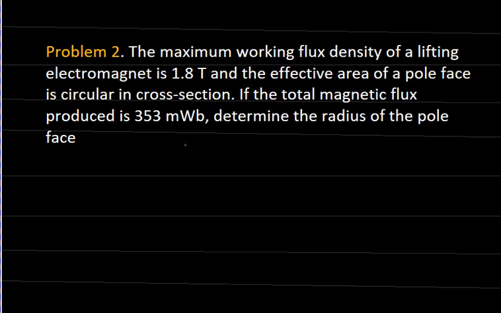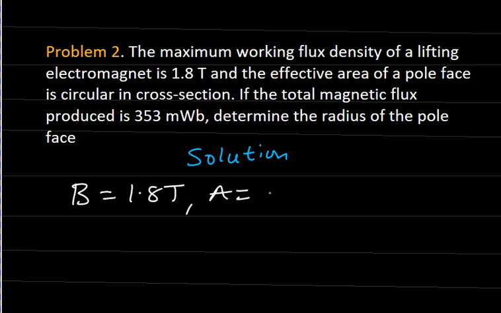Okay, let me solve problem 2. The maximum working flux density of a lifting magnet is 1.8 Tesla. So that simply means that flux density B, according to the question, is 1.8 Tesla. The effective area of the pole faces is a circular cross section.